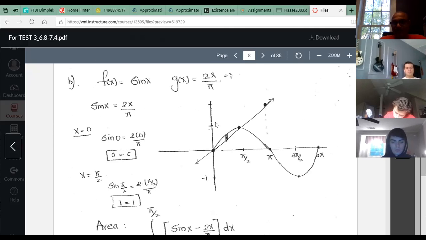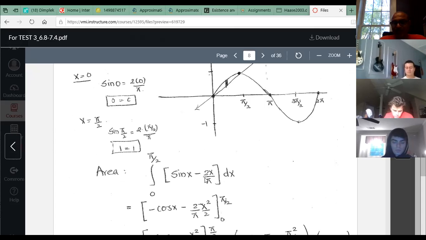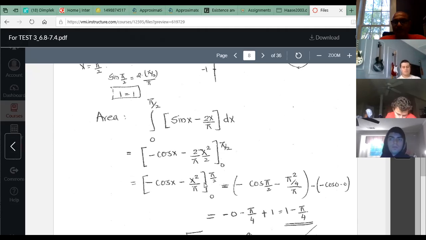So f(x) and g(x), whatever is provided to you, that is in the right order. So I would say f(x) minus g(x) is sin x minus 2x over pi. Term by term integration: sine integrates to negative cosine, negative 2 over pi is common, and x integrates to x squared by 2. Then use the second fundamental theorem of calculus, replacing x by the upper limit and then x by the lower limit, and in between a negative sign.